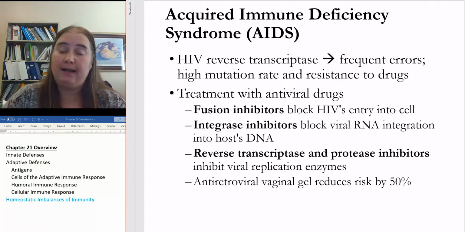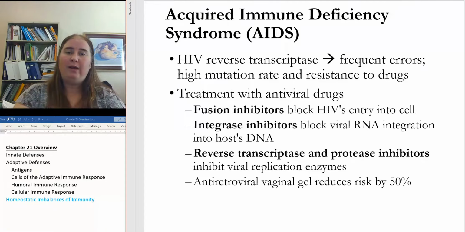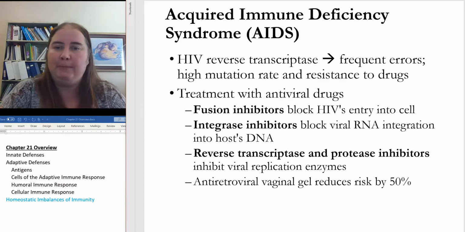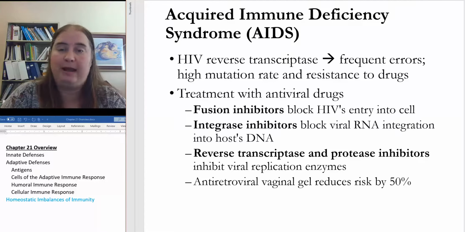However, over time, they created what's known as a cocktail. Not an AIDS cocktail, that sounds horrible. A cocktail against AIDS, okay? And what it is is a combination of drugs that targets multiple aspects of how the HIV replicates. So they use things called fusion inhibitors. This blocks HIV entry into the cell to begin with.